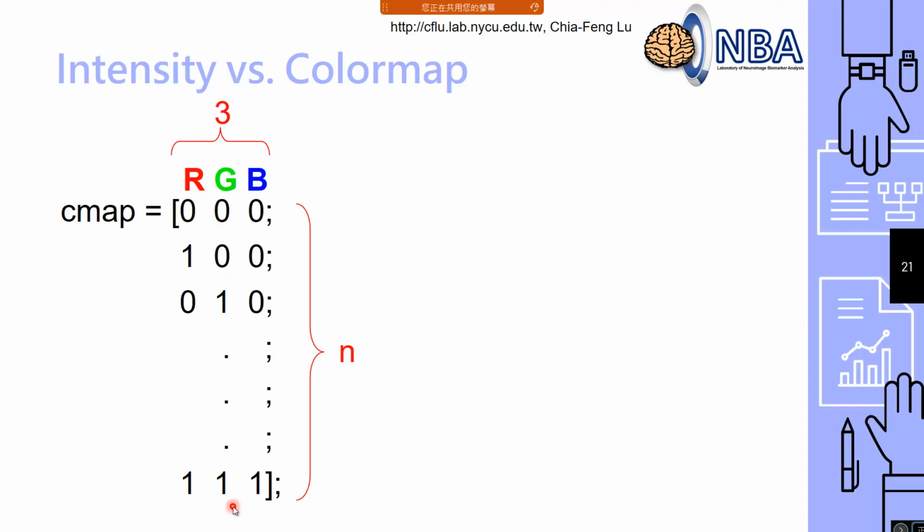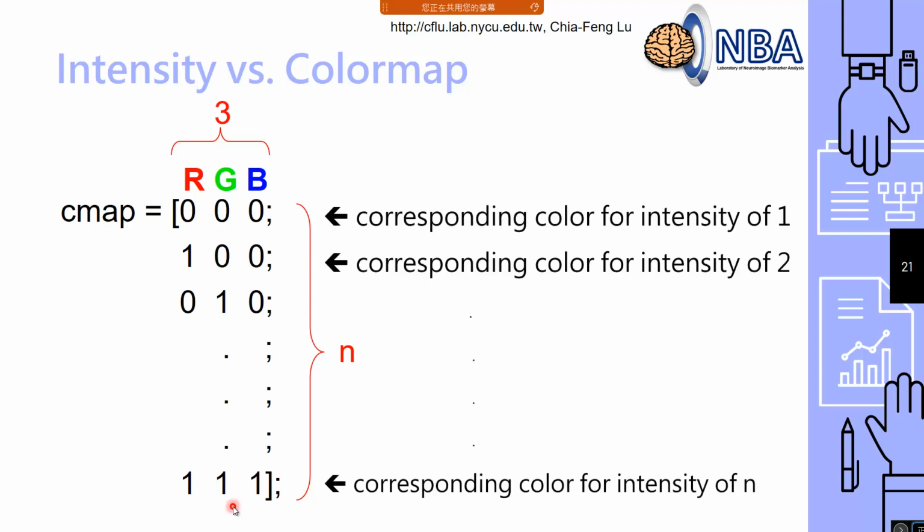So think about this. The CMap should always be N by 3. N is the number of color labels you'd like to have. And you can see the instruction right here. The very first row would be the color for the first intensity, okay? And the final row would be the color for the maximum value right here. For example, N labels means N values right here.